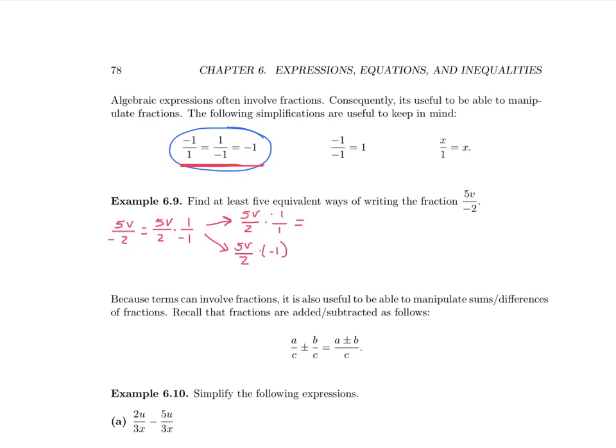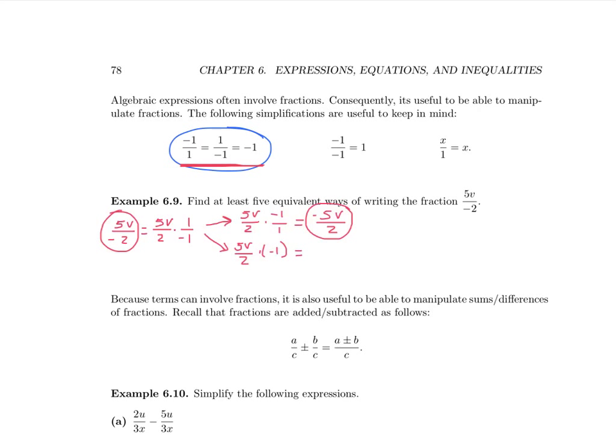So if I take this top approach, now let's multiply these 2 fractions back together. Again, I multiply the numerators, multiply the denominators, and if I do that, I arrive at negative 5v all over 2. So this is another way of writing this fraction. This fraction and this fraction are equivalent. They're the very same fraction.